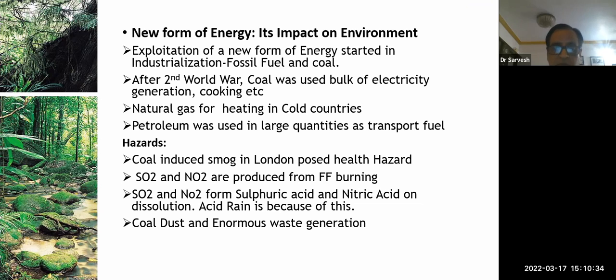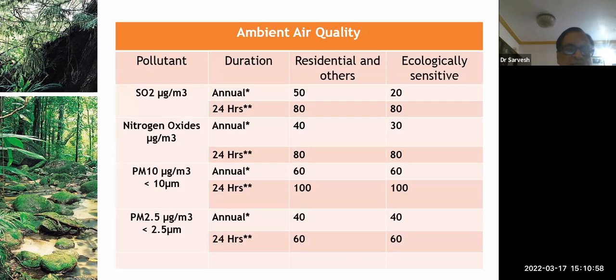Even the acid rain, what we refer to as sulfuric acid and nitric acid, forms when the sulfur dioxide and nitric oxide combine with the water and form the respective acids. These acids have a very perilous impact on the machinery, on the people and the surroundings. Coal dust and waste were generated in enormous quantity.